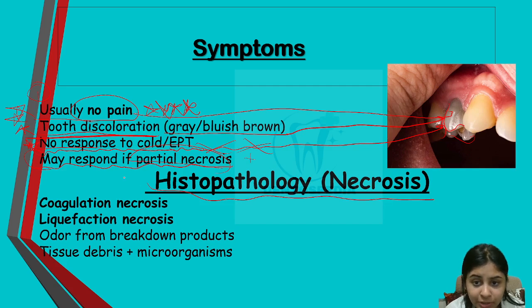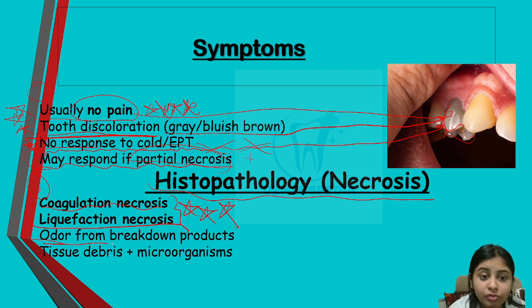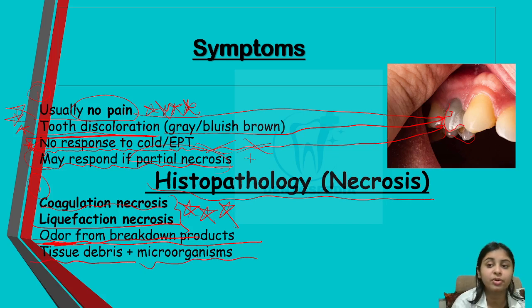Coming to histopathology in necrosis, what we can see in histopathology, first is coagulation necrosis, second is liquefaction necrosis. Both are very important from the exam point of view. You have to remember coagulation and liquefaction necrosis. And we can also see odor from the breakdown products. Since the pulp has become necrosed, it has died, that's why this odor comes from these breakdown products. We can also see tissue debris plus the microorganisms which infiltrate the tooth and cause this necrosis.